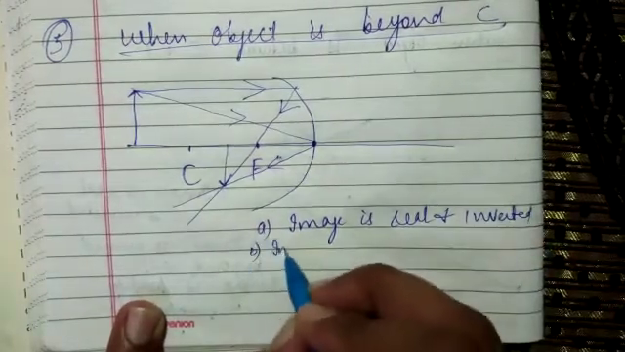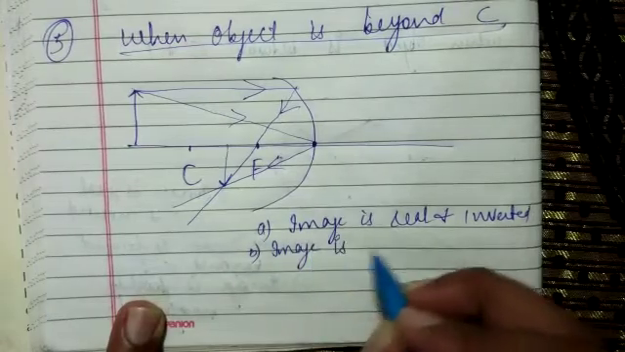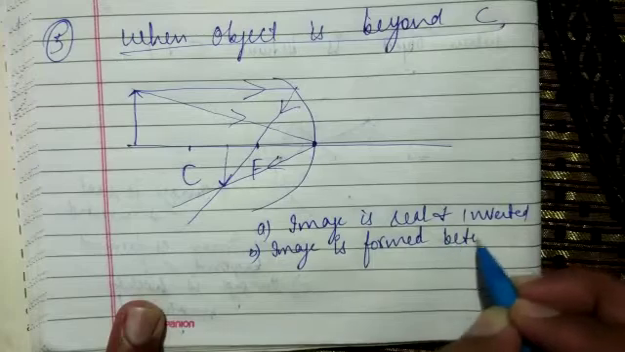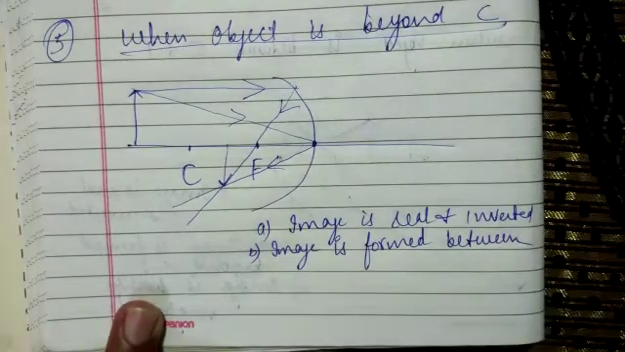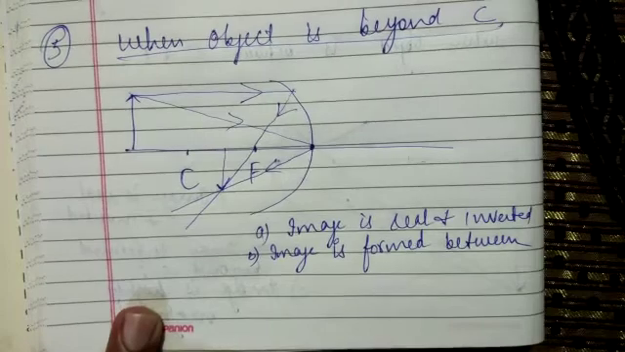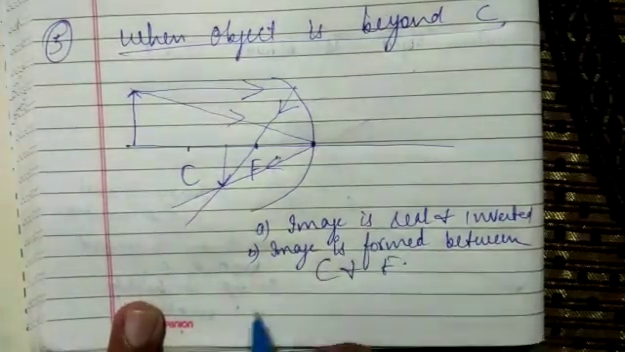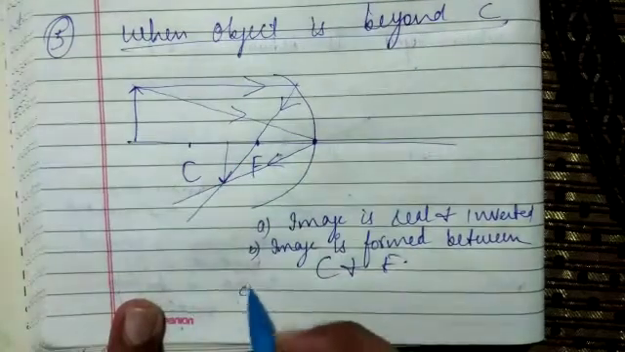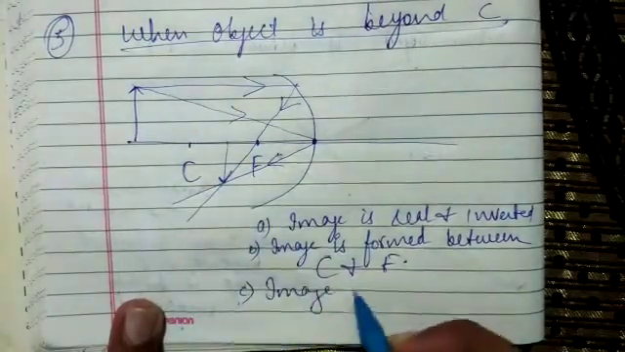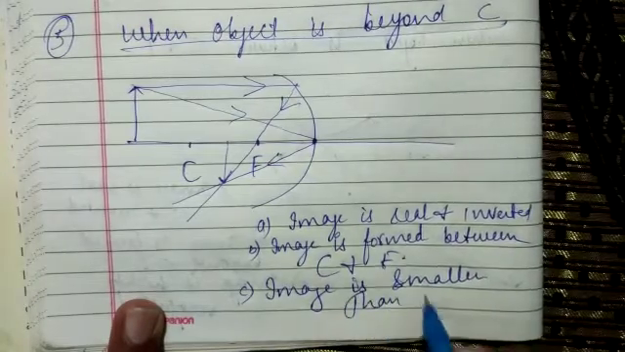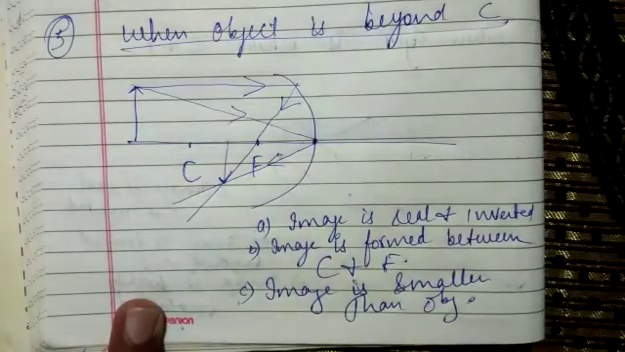The image is formed between C and F. The image is smaller than the object. So here we are. This is exactly it.